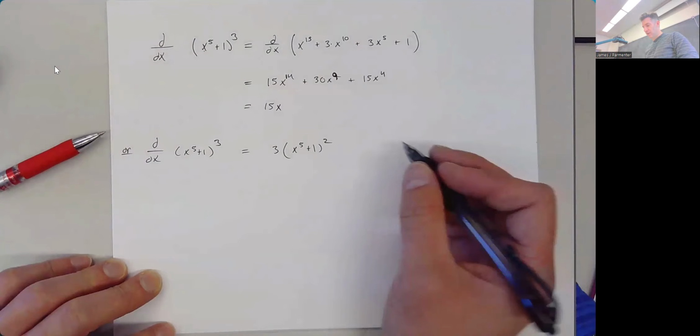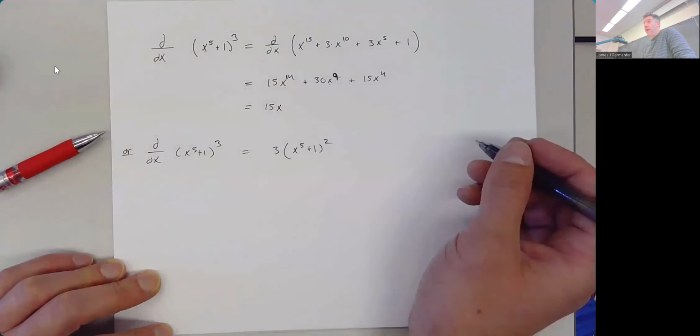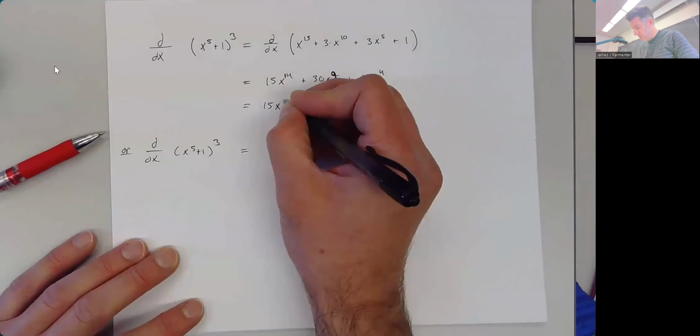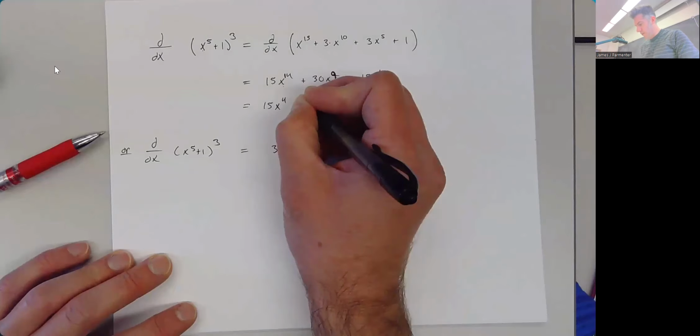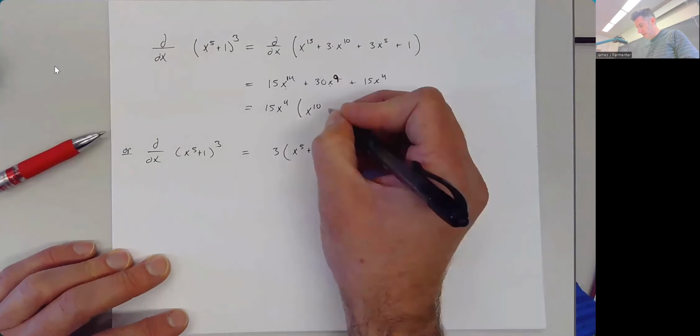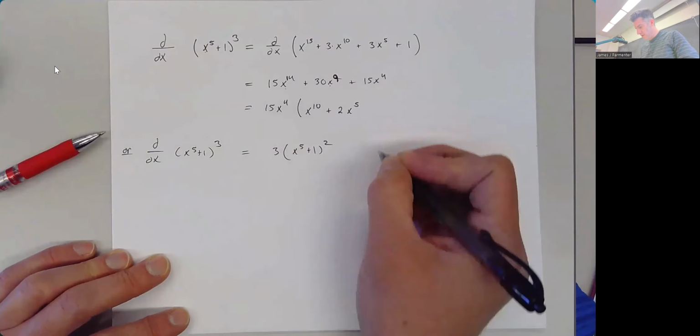Well, I have an x to the 14th here, an x to the 9th here, an x to the 4th here. I can factor out an x to the 4th, right? I can't factor out any more x's than that because I won't have enough here if I do that. So if I do that, I'm left with x to the 10th plus 2x to the 5th plus 1.